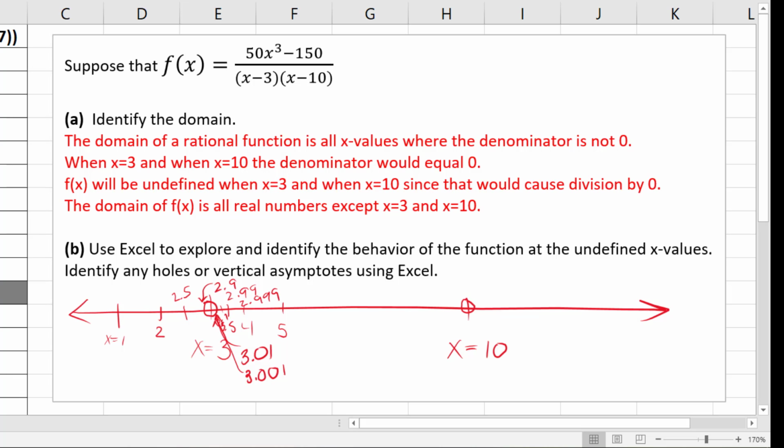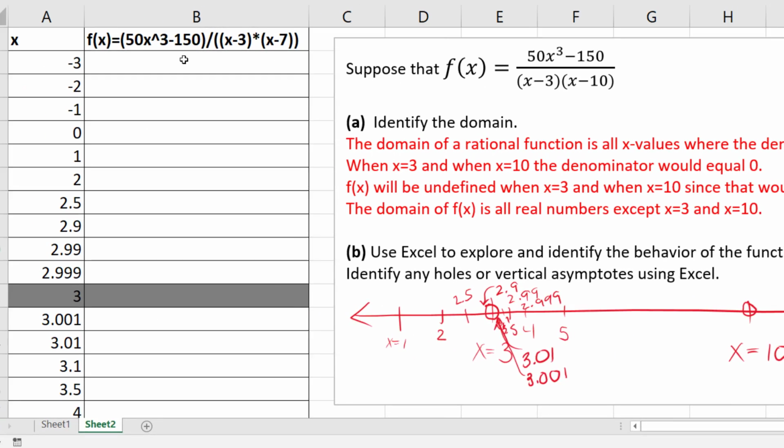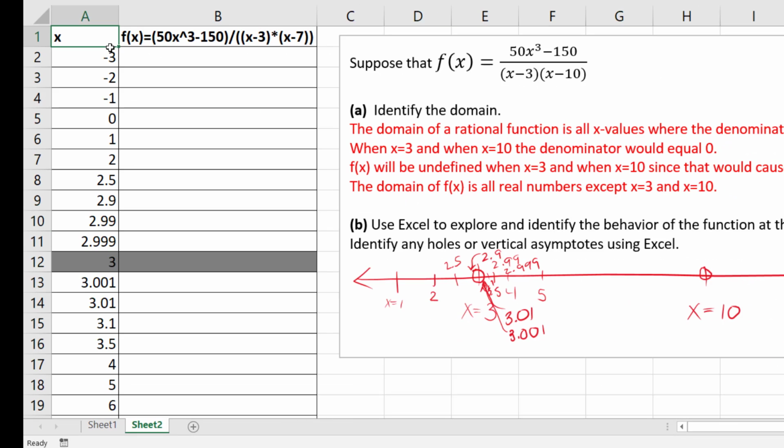Now we're going to go ahead and look at this in an input-output table. I've created x values, -3, -2, -1, all the way up to 3. But notice, as I got close to x equals 3 from the left side, I inserted those x values that are sneaking up on x equals 3. They're getting very, very close to x equals 3. I did the same on the right side of x equals 3. Close, close, close value is 3.001. A little further away is 3.01. A little further away, 3.1. And then 3.5, 4, 5, 6.